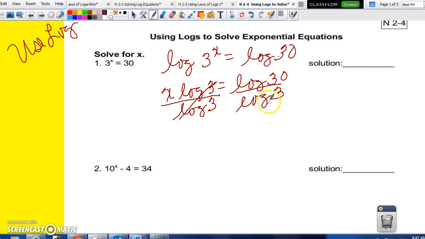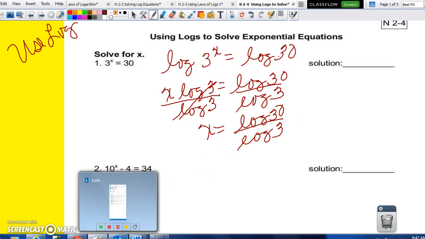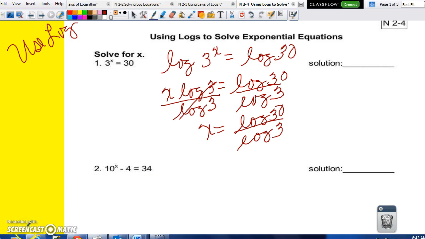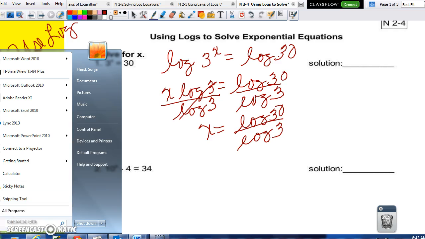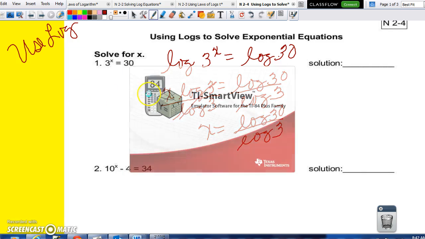So in my calculator, I'm going to plug in log of 30 divided by log of 3. And don't assume it's log of 10. That would be some incorrect math. So I'm going to go to my calculator. I must have closed it a while ago, so let me open it back.